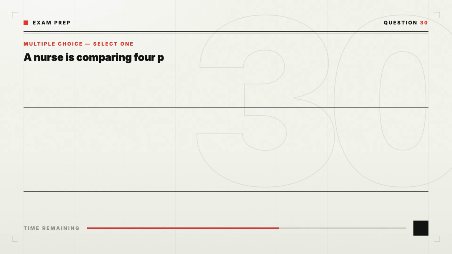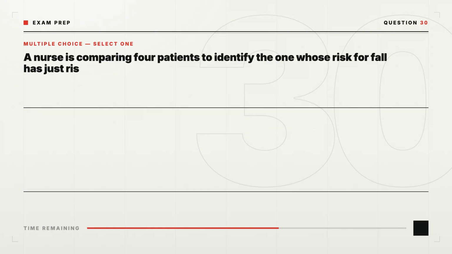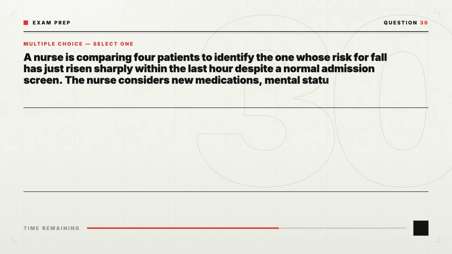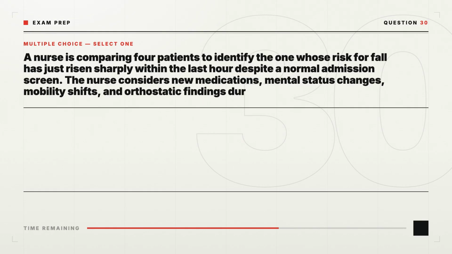Question 30. A nurse is comparing 4 patients to identify the one whose risk for fall has just risen sharply within the last hour despite a normal admission screen. The nurse considers new medications, mental status changes, mobility shifts, and orthostatic findings during the evening assessment.